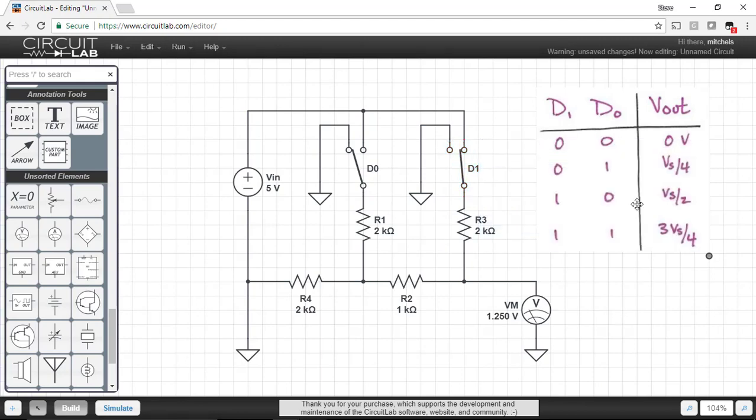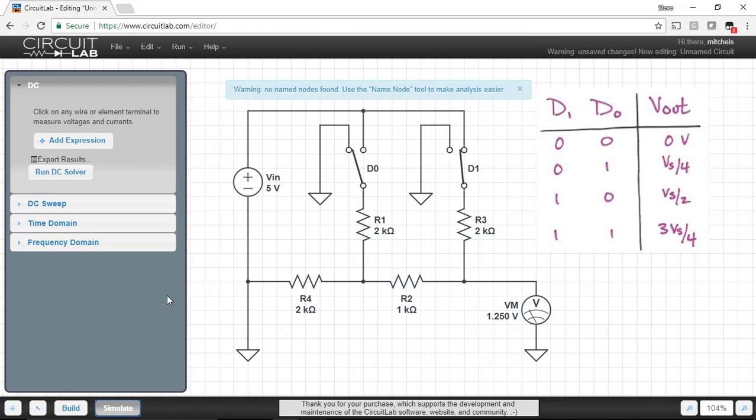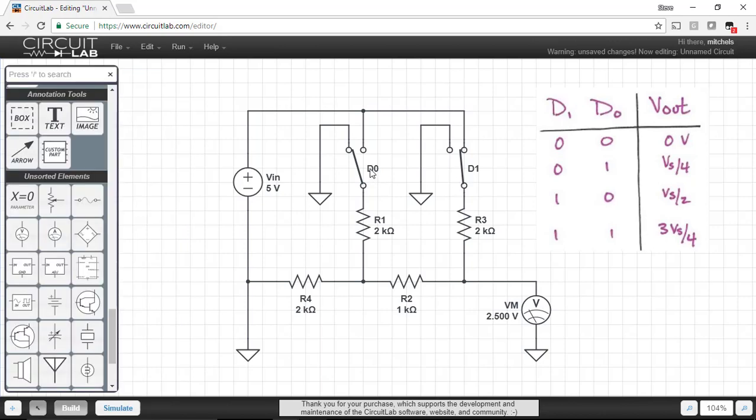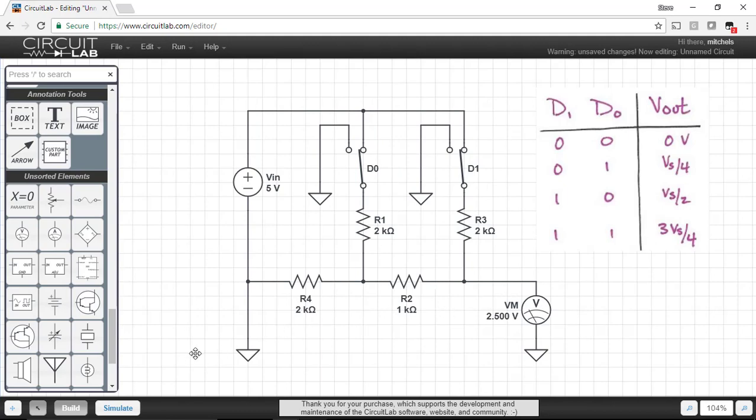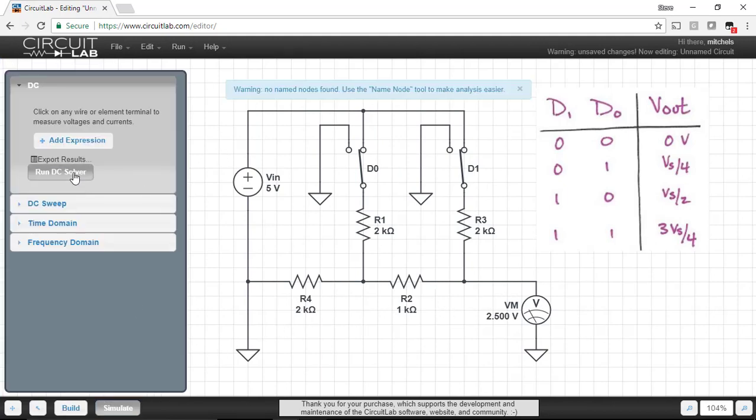And we're expecting an output of VS over 2, which should be 2.5 volts. Go ahead and solve that. And we have 2.5 volts on our output. And lastly, let's set both D0 and D1 high. And run. And we're expecting an output of 3 VS over 4. So if I run the solver, I see 3 times 5 over 4 is 3.75 volts. So we're able to simulate our 2-bit R2R digital analog converter using CircuitLab with nothing more than switches, resistors, a voltage source, and a voltmeter to measure the output.